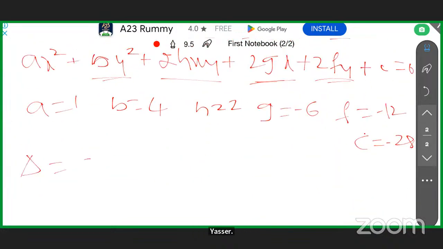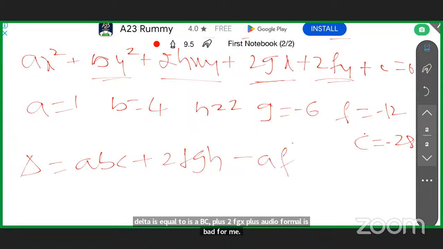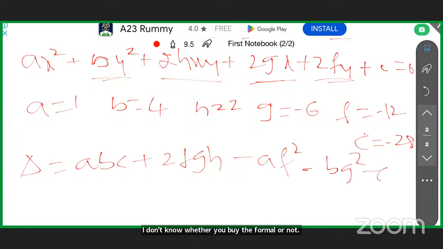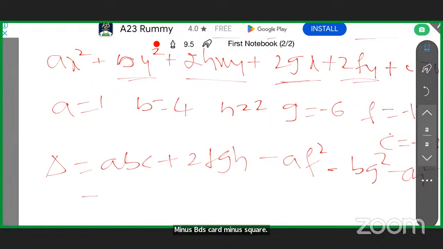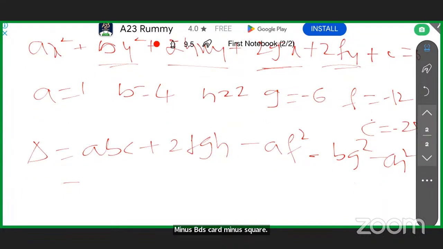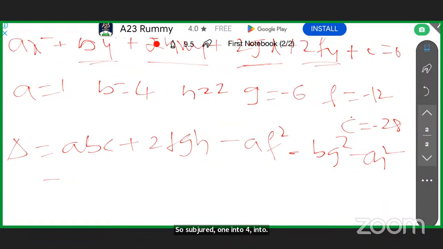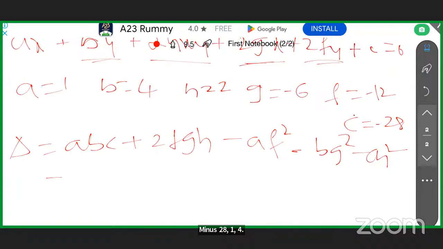Delta is equal to ABC plus 2FGH minus AF square minus BG square minus CH square. I don't know whether you have the formula or not. So substitute: 1 into 4 into minus 28. 1 into 4 is 4, and 4 into minus 28. What is the value of 4 into minus 28?